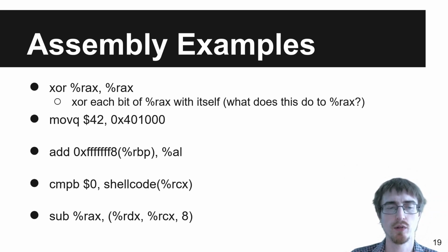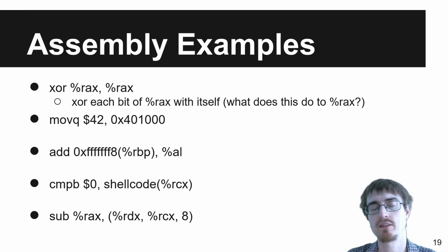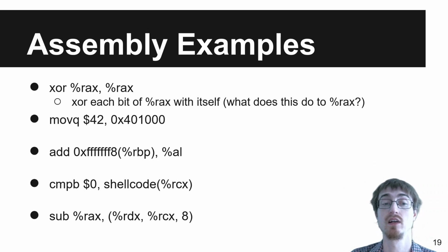Next one, movq $42 and then a hexadecimal address. So what happens here, the hexadecimal is indeed used as a pointer, and we dereference the pointer, it's the destination, so we store a value there. On the left hand we have an immediate or constant value of 42, so we store the value 42 at the given memory location. Now this is a movq, so there is a q suffix, which means the operation is 64-bit. So we store a 64-bit number with the value 42 at this address.